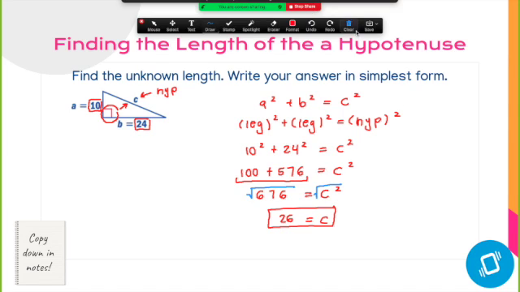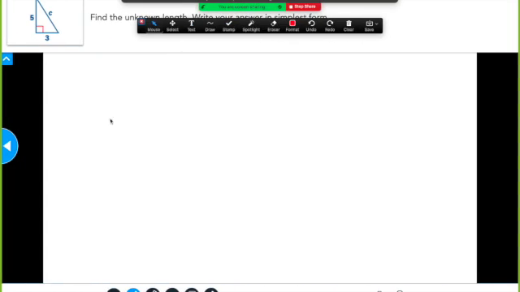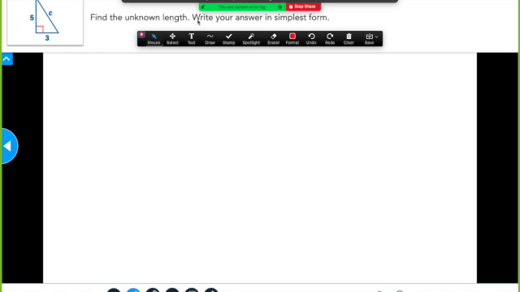Alright, so let me clear this. And then let's try out the Nearpod activity. The Nearpod question is asking you to find the unknown length and write your answer in its simplest form. We have here the triangle where we have 5, 5, and c. So first start off by creating the formula and then solving for c.